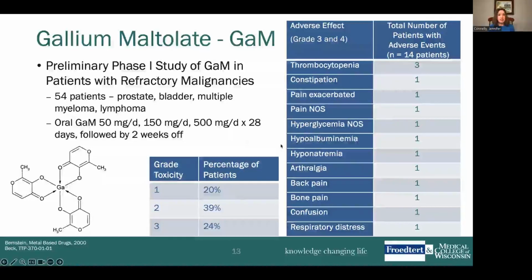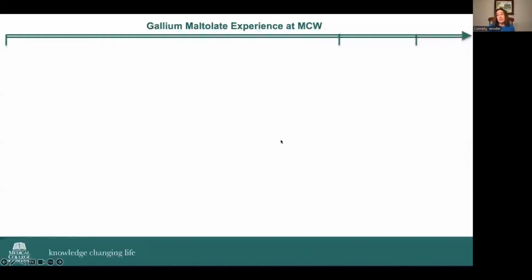Now, the study of gallium maltolate sort of fell to the wayside. The company chose to pursue another agent that they were investigating at that time, and that just didn't work out. So this is the only phase 1 study outside of brain cancer that was performed. But that leads us to gallium maltolate and the experience here at the Medical College of Wisconsin.